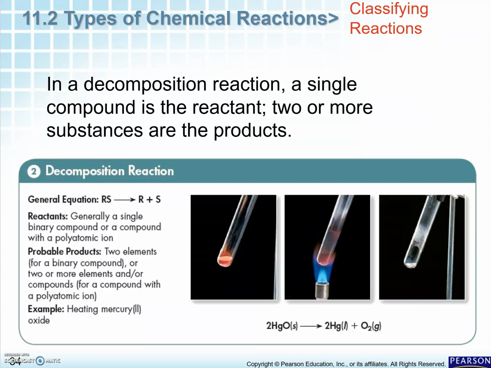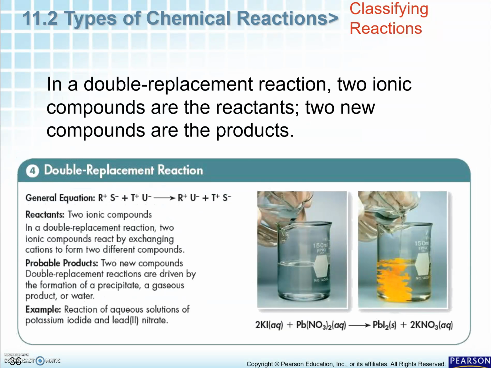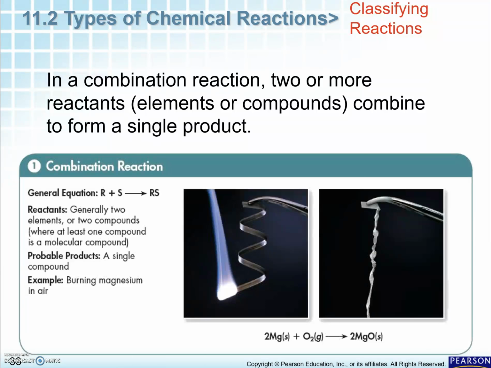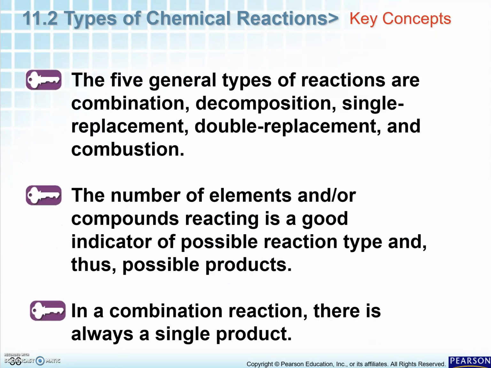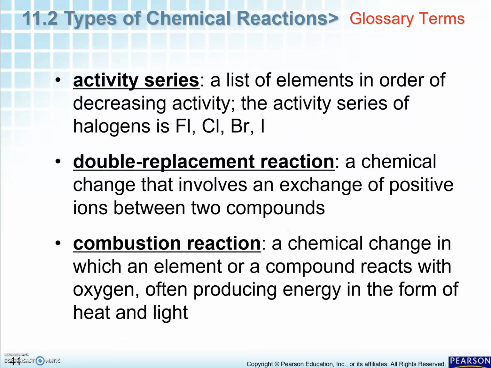Here's our decomposition, our single replacement, and double replacement. And see how, remember, we're breaking apart our positive and negative ions here. And finally, our combustion. Now, remember, they are going to use these general formulas, and they do use different letters, but it's okay. They still work and are the exact same idea. You can use whatever letters you want to memorize the different types of chemical reactions. And then, of course, we have the general layout of our key concepts as well as our key vocab words for the chapter.